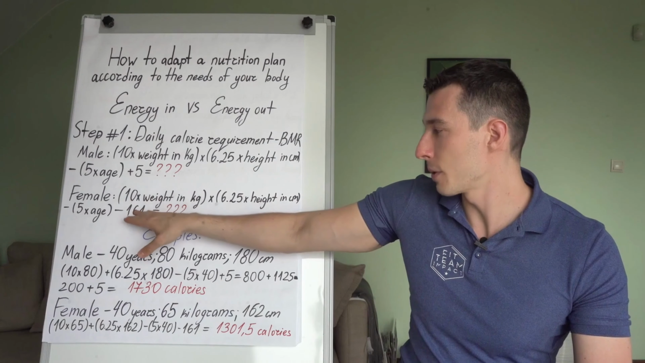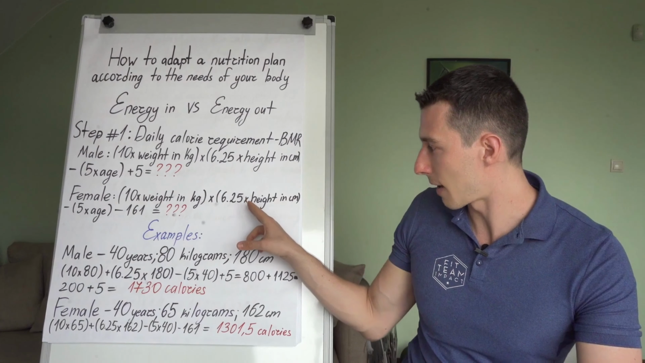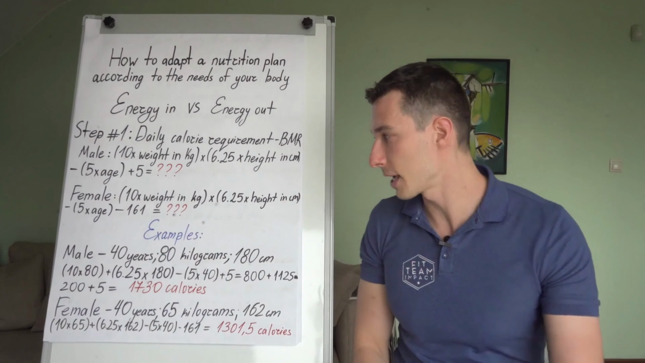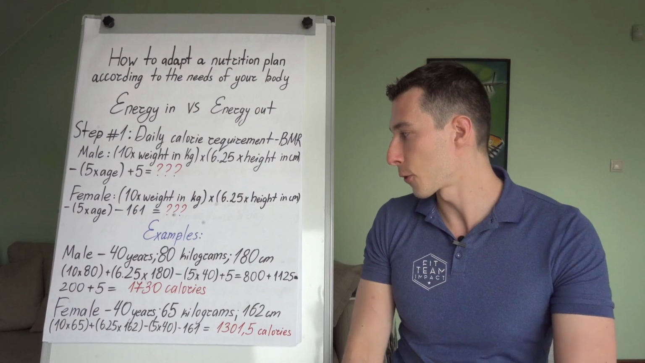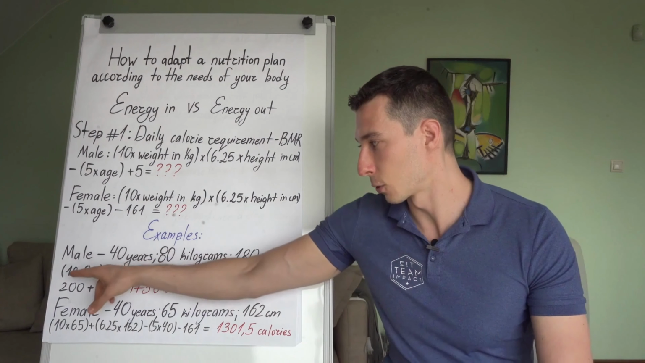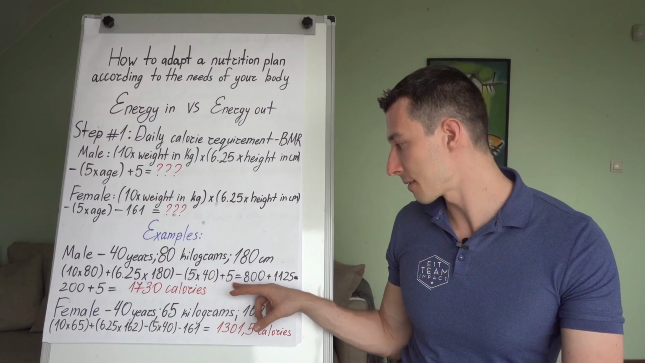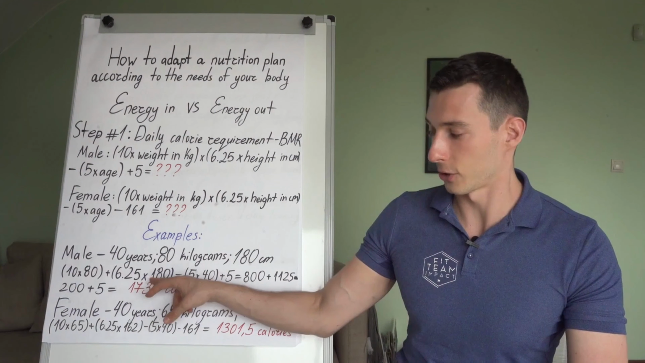Now for women, it's 10 times the weight in kilograms, plus 6.25 times their height in centimeters, minus 5 times their age, minus 161. And as an example, for a 40-year-old male that's 80 kilograms, 180 tall, that would be 10 multiplied by 80, plus 6.25 multiplied by 180, minus 5 times 40, plus 5, and that would equal a total of 1,730 calories.